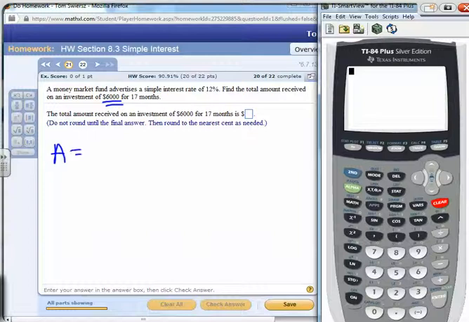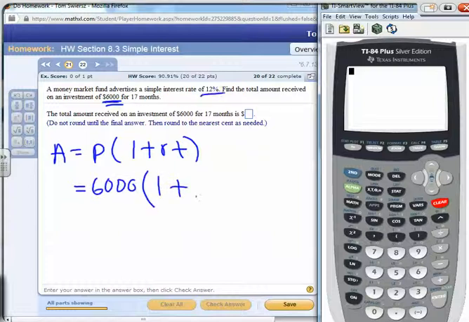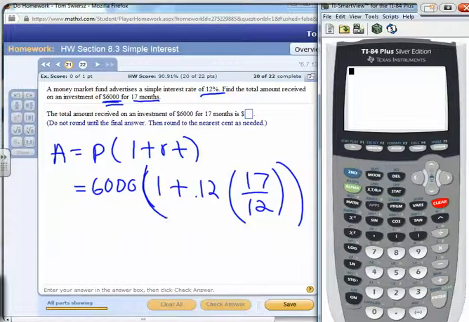So the future value, again, is P times 1 plus RT. The principal invested is $6,000, times 1 plus the rate, given to be 12%, as a decimal 0.12. And the amount of time is 17 months, so in years, it's 17 divided by 12. Again, we can do this all in one step on our calculator using parentheses to get the future value.